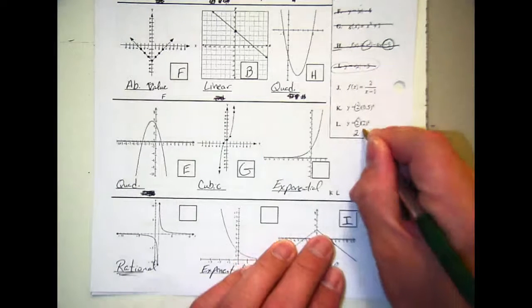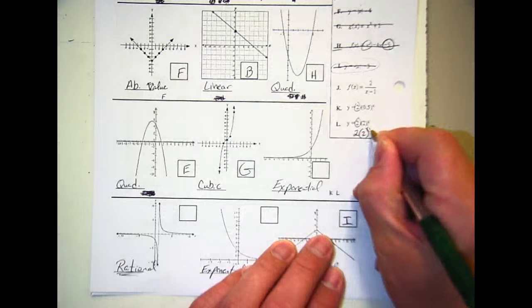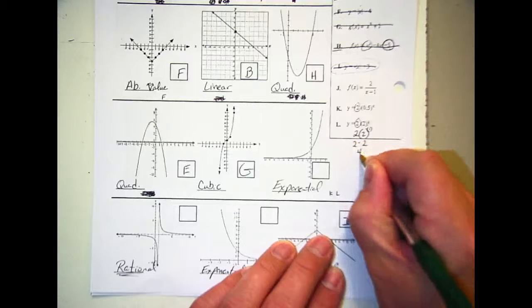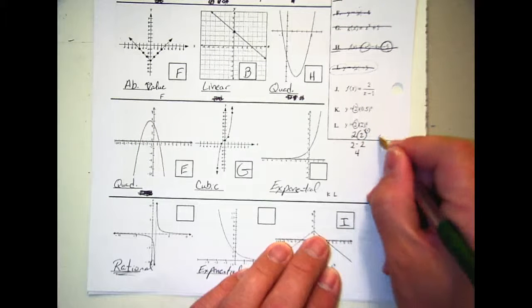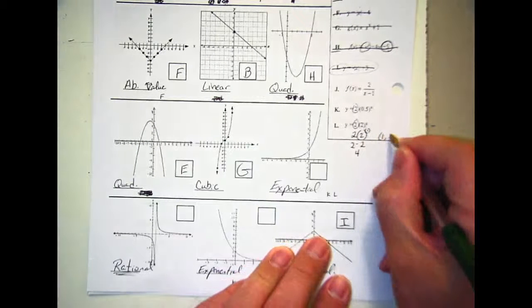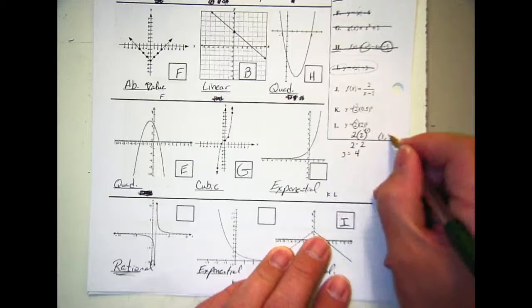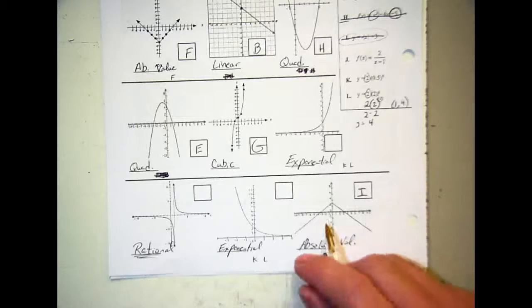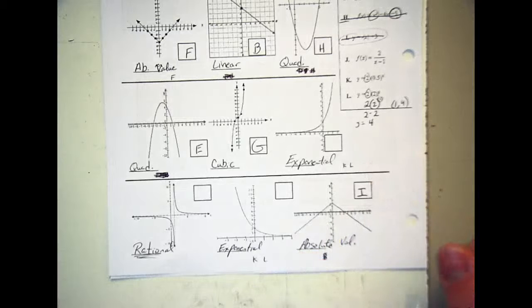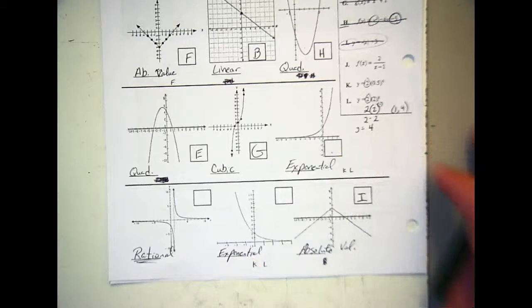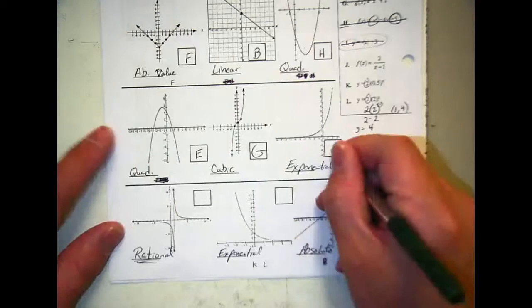So here I'm just testing a number. I'm going to put 1 in for x. 2 to the first is 2 times 2 is 4. So I should have an ordered pair of, what's x? 1 and y? 4. 1, 4. Which one's 1, 4? It's the first one. All right.